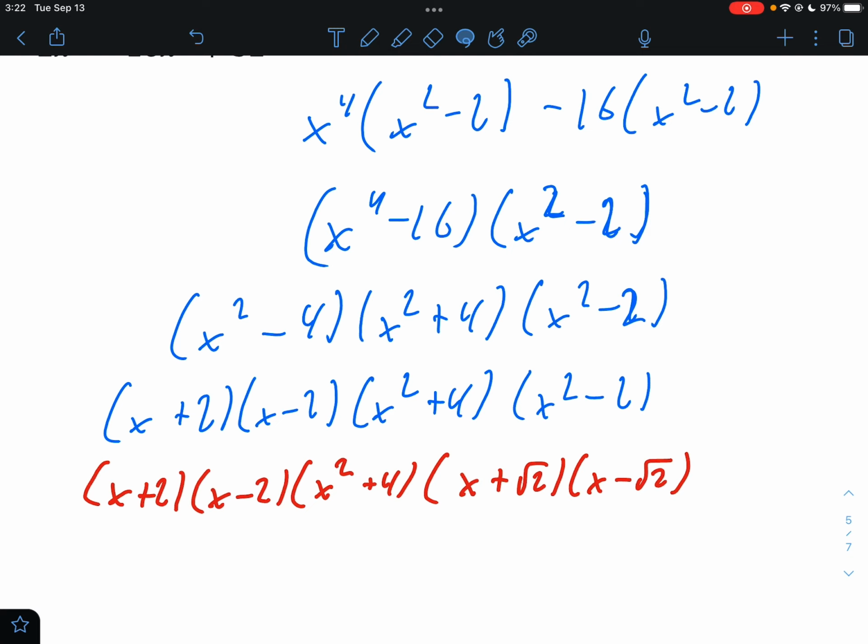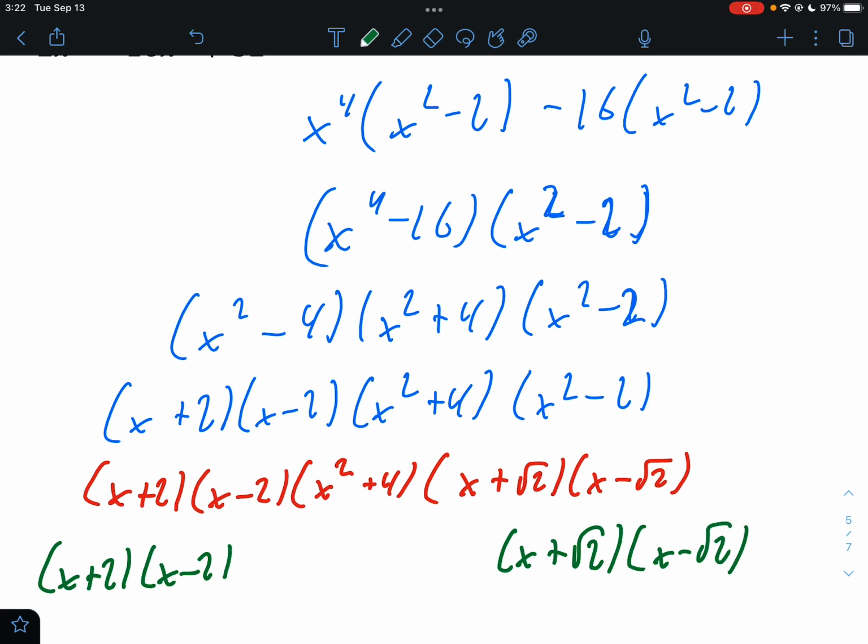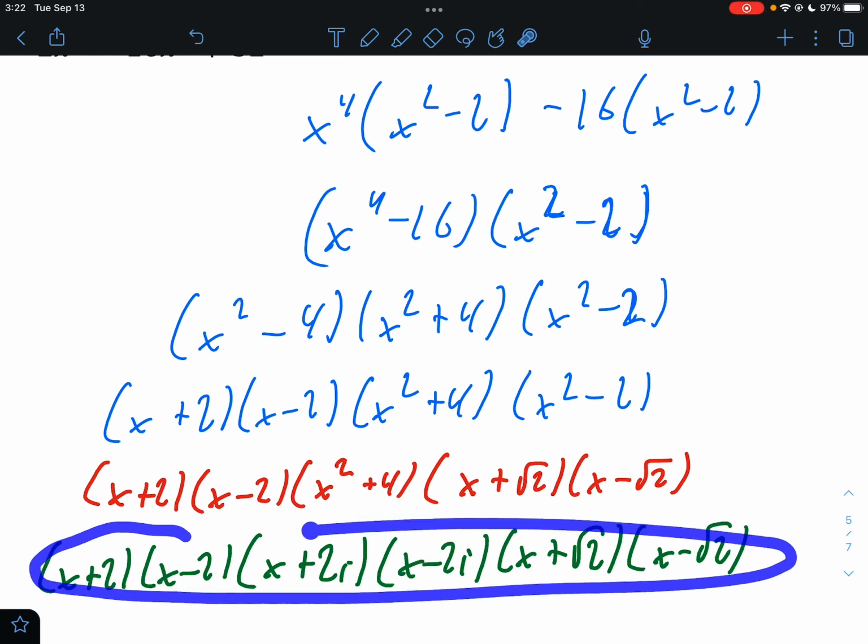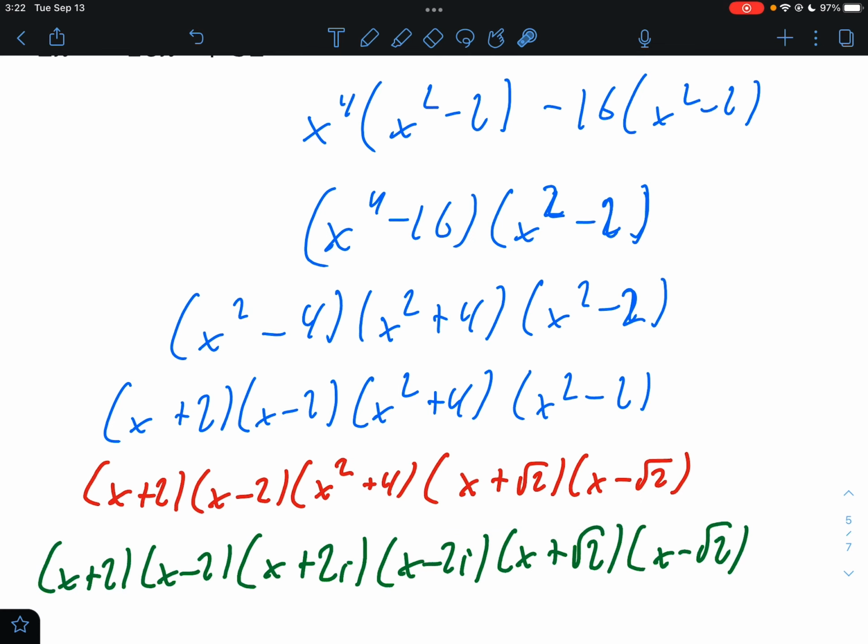We're here. We can't factor either of these any further. We can't factor any of these any further, but this one we now know we can factor in the complex number system. So copy down these first 2 factors, copy down these last 2 factors, and now we can factor x squared plus 4 to x plus 2i, x minus 2i. And this would be completely factored in the complex number system.